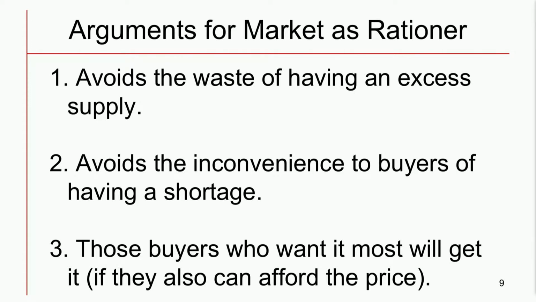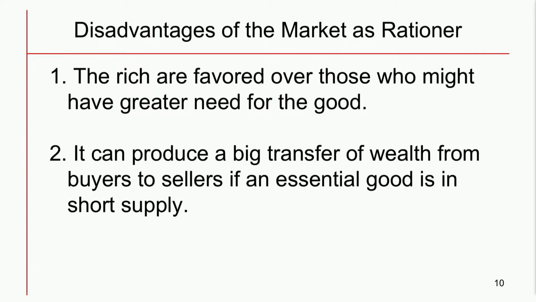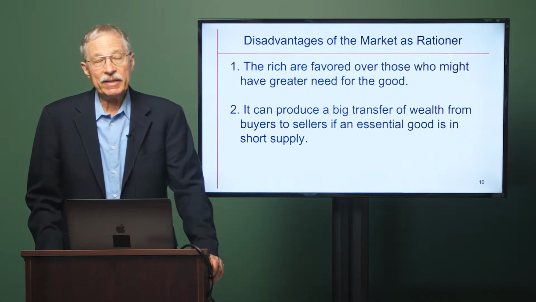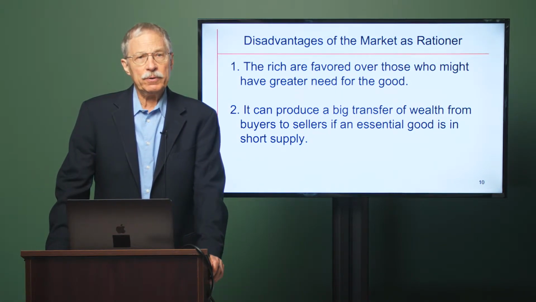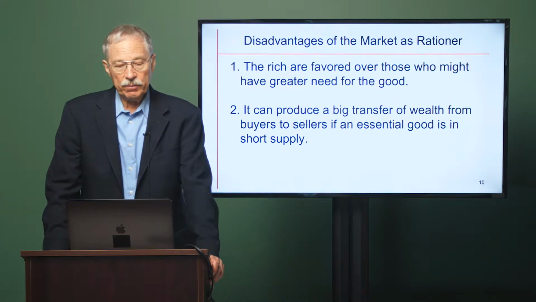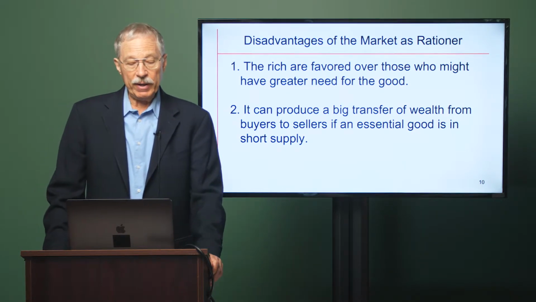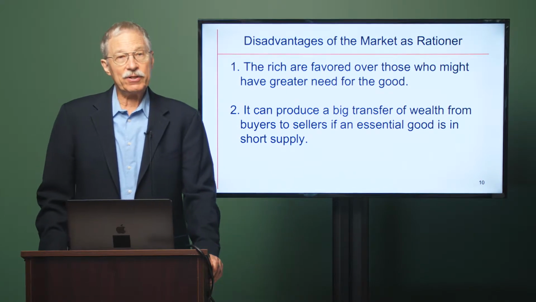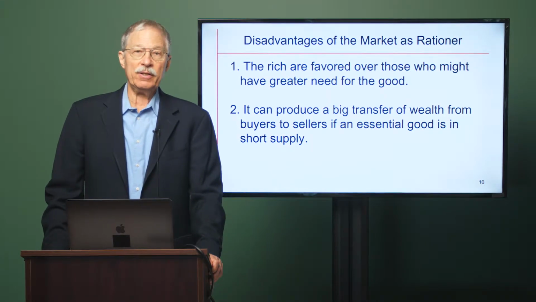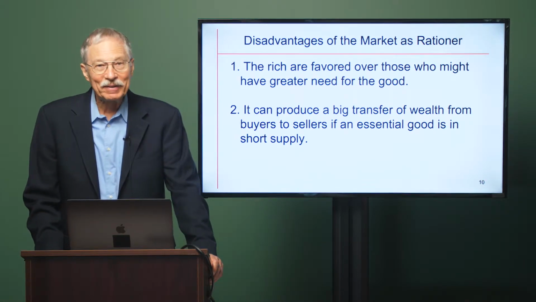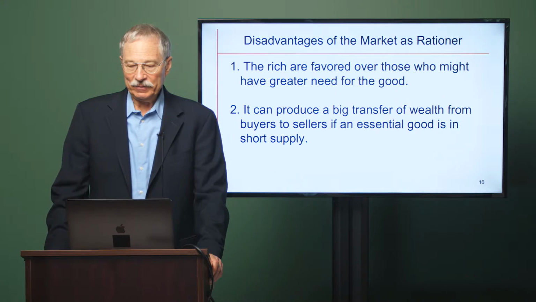The rich are favored over those who might have a greater need for the good if the price is allowed to rise to the level that will equate supply and demand. And in some cases, if we're talking about an essential good that people really feel they must have, using the market to ration it can produce a big transfer of wealth from the buyers to the sellers. Sellers of an essential good in short supply can jack the price way up, and people might have to part with a lot of their money to get it.